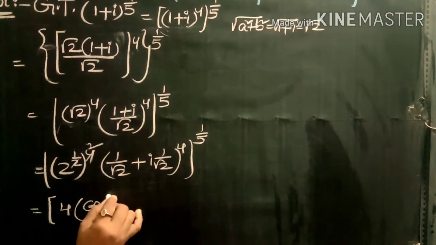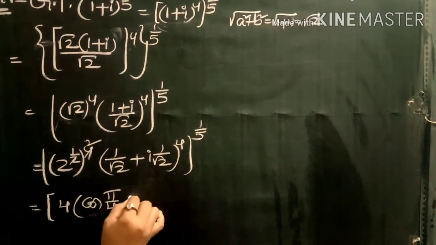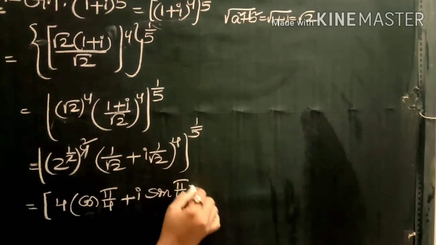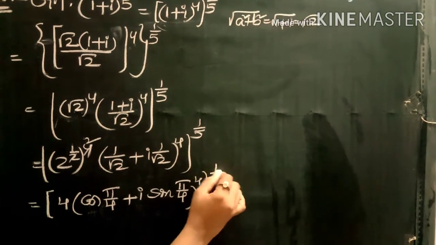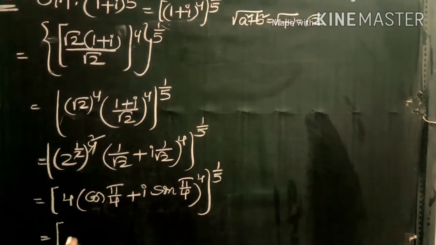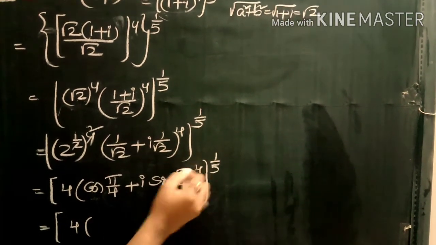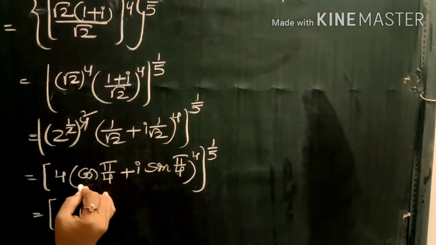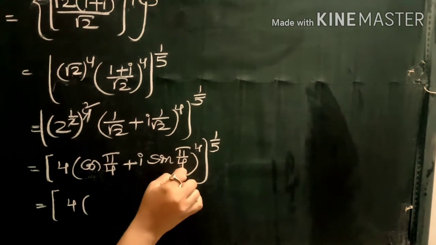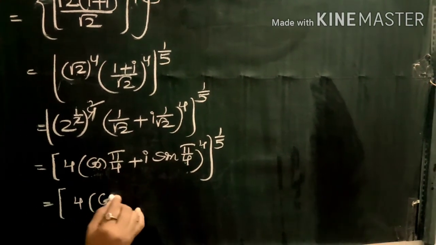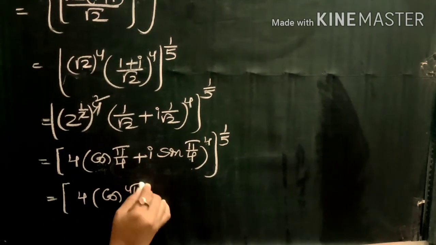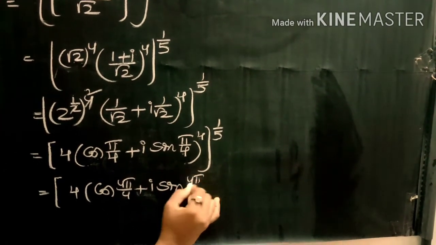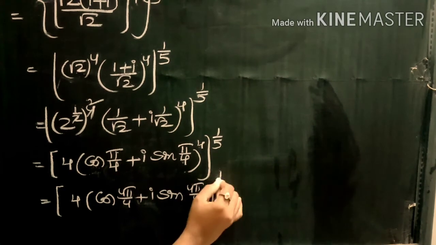In place of 1 by root 2, we take the value cos pi by 4, plus i into, in place of 1 by root 2, we take the value sin pi by 4, power 4 power 1 by 5. And this is equal to 4 into, here we apply De Moivre's theorem to this expression, that is cos 4 pi by 4 plus i sin 4 pi by 4 whole power 1 by 5.